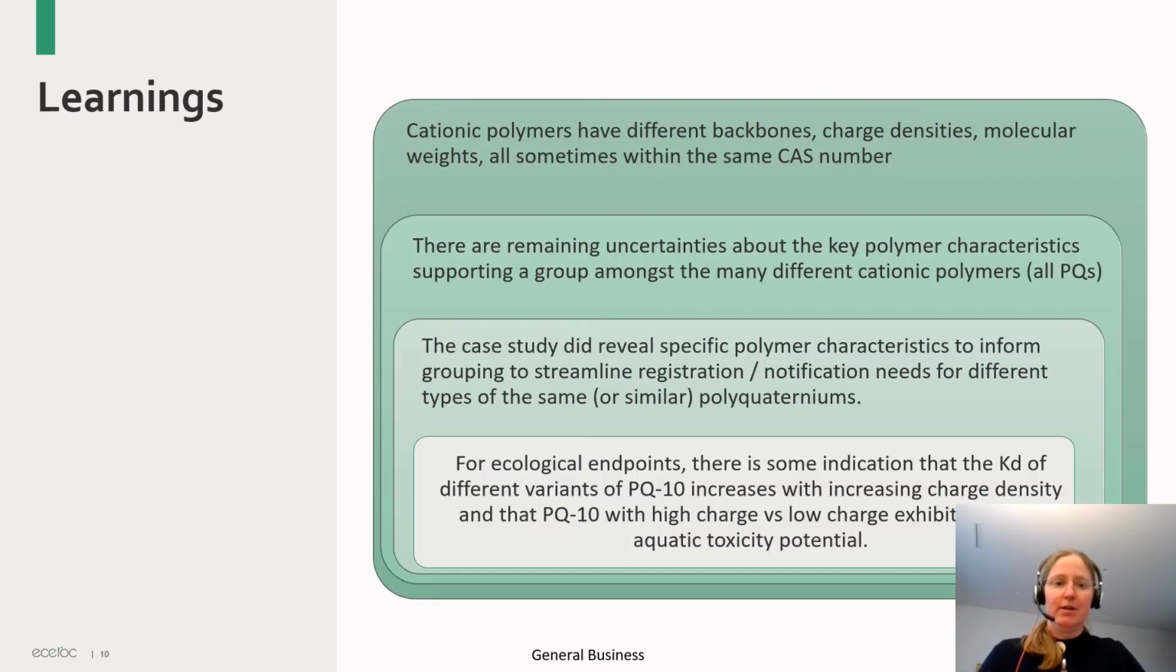Cationic polymers are a diverse group of polymers. Considering that this case study focused on two polymer types, there are remaining uncertainties about the key polymer characteristics that would support a grouping across the wide range of cationic polymers. The case study did reveal, however, specific polymer characteristics to inform on potential grouping. For example, for ecological endpoints, there is some indication that the sorption, for example to sludge, of different variants of PQ10s increased with increasing charge density, and that PQ10s with high charge versus low charge exhibit different aquatic toxicity potential.